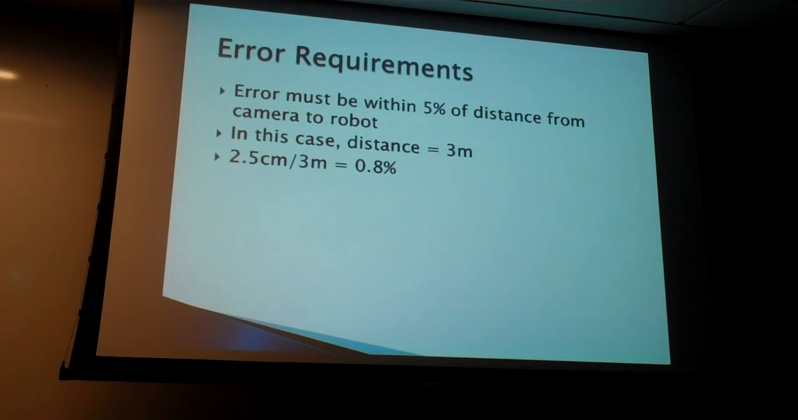The requirement was that the error had to be within 5% of the distance from the camera to the robot. And in this case, that number was 3 meters. So the maximum error, 2.5 centimeters over 3 meters, is 0.8%, which is good.